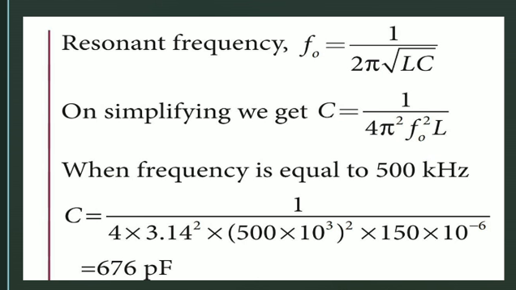Therefore 1 divided by 4 into pi, whose value is 3.14, the whole square, into the frequency F given as 500 into 10 power 3, the whole square. Kilo means 10 power 3. L is given as 150 into 10 power minus 6. Here 10 power 3 squared gives 10 power 6, and 10 power minus 6 cancels. So 1 divided by 4 into 3.14 the whole square gives you 676 picofarad. Picofarad is the unit of capacitance.